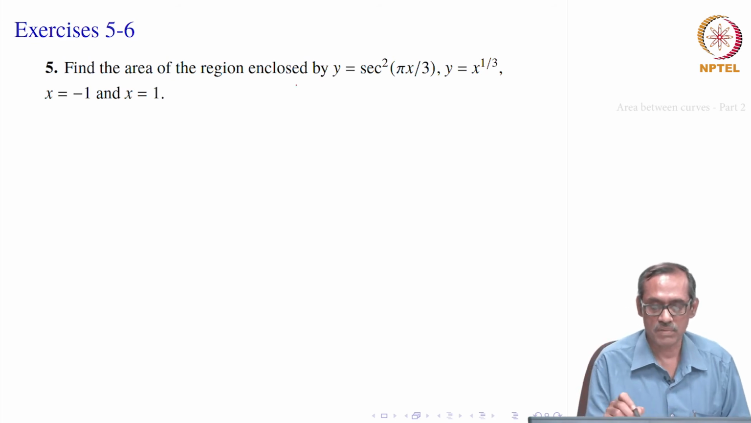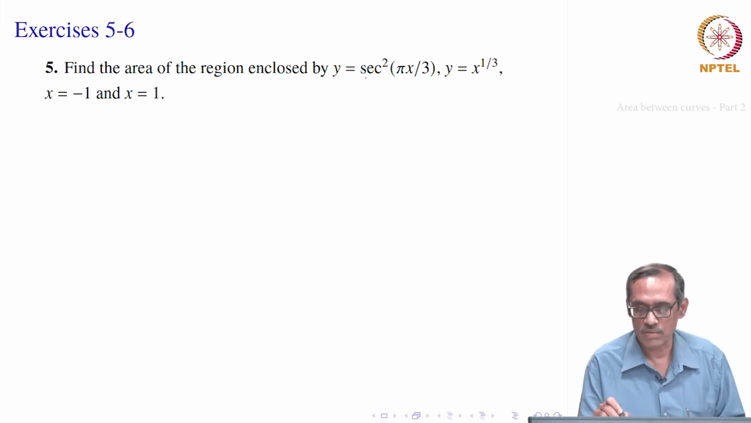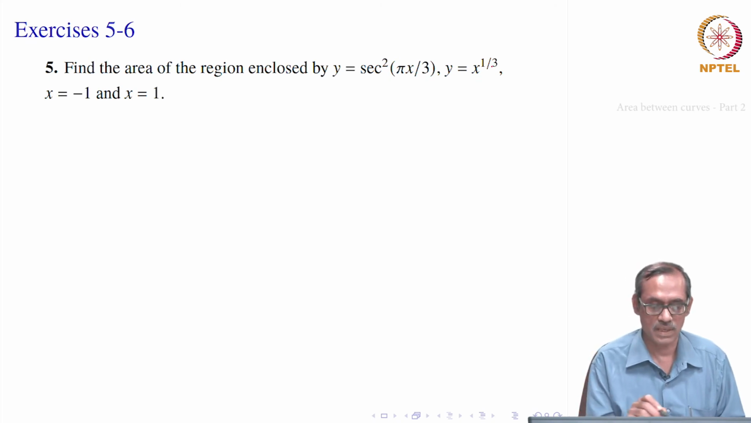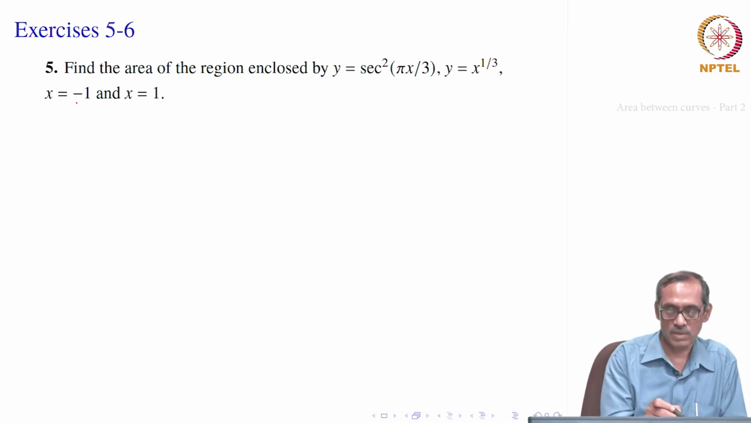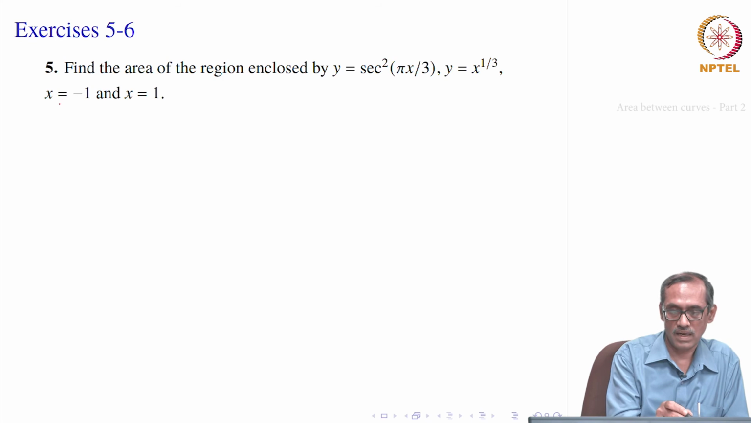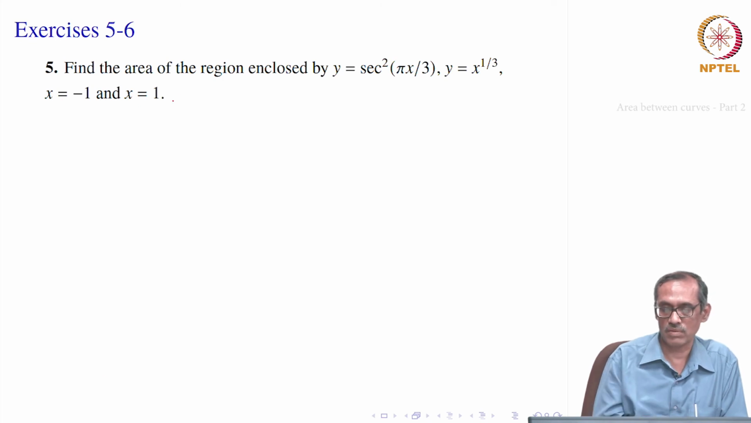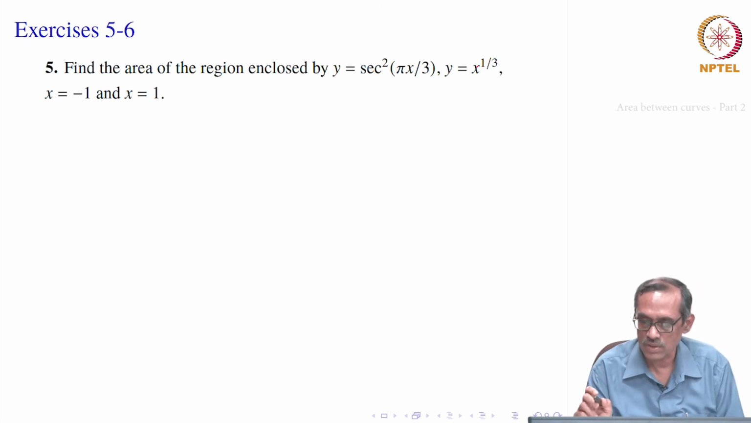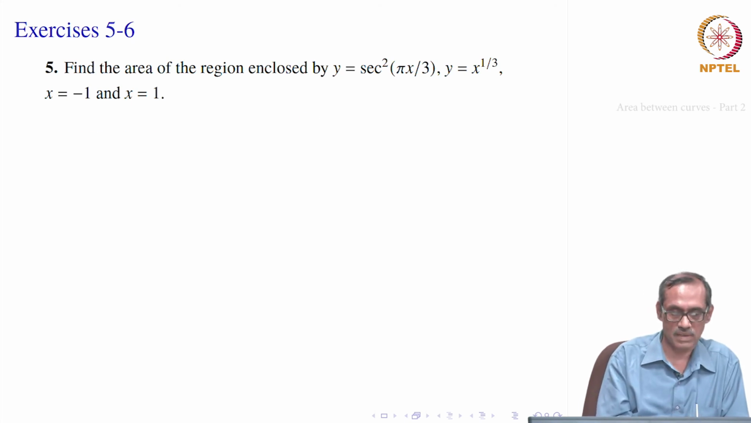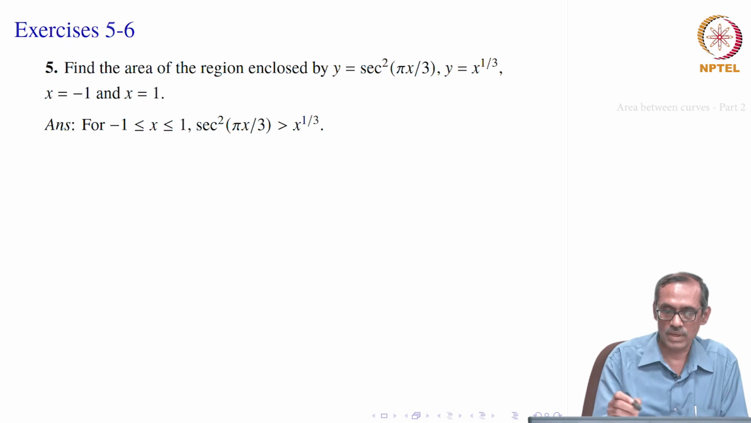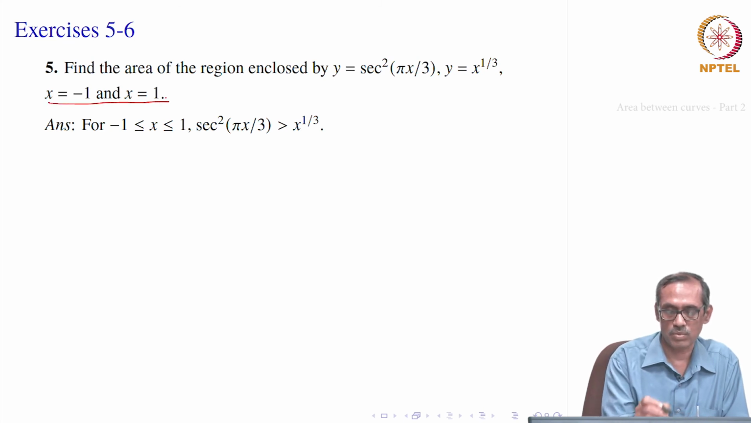Find the area of the region enclosed by y equal to secant square pi x by 3, y equal to x to the power 1 by 3, x equal to minus 1 and x equal to 1. So, these are 2 vertical lines, x equal to minus 1 and x equal to 1, and these 2 curves. All that we have to find out is which one is lying above the other, and that would give us a straightforward answer. So, now x varies from minus 1 to 1.